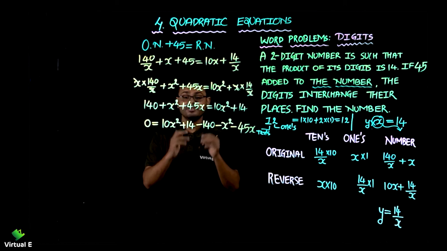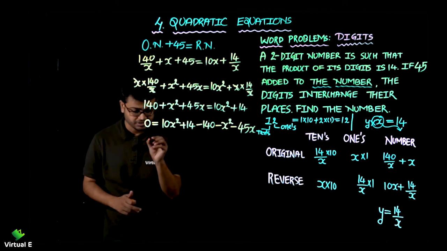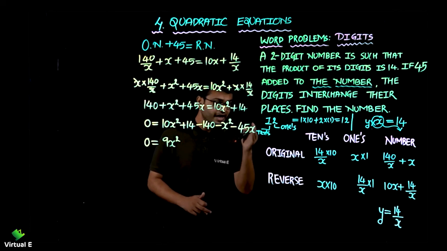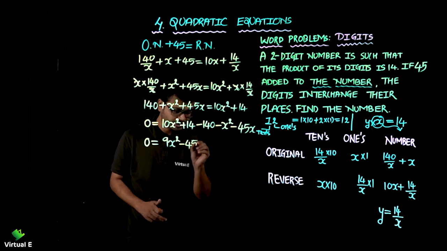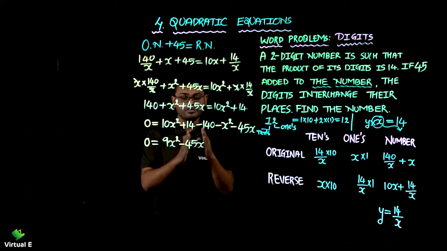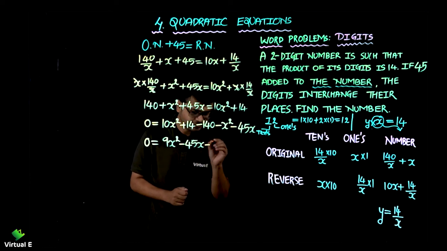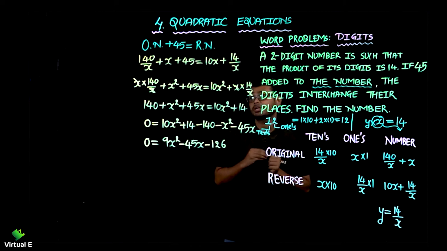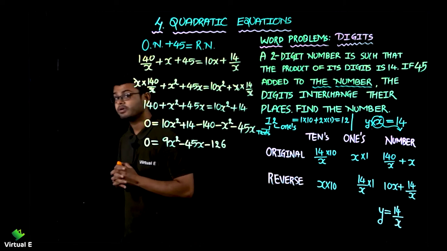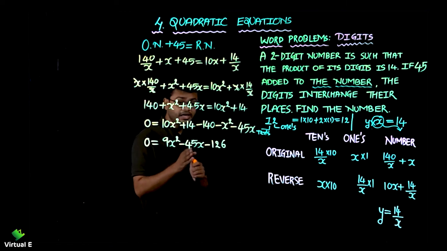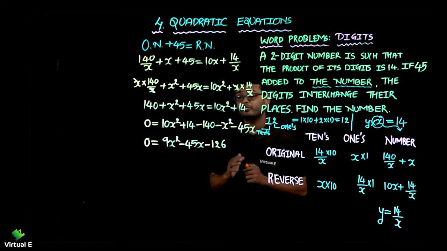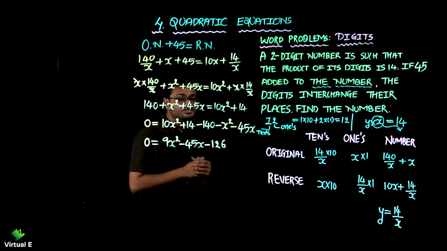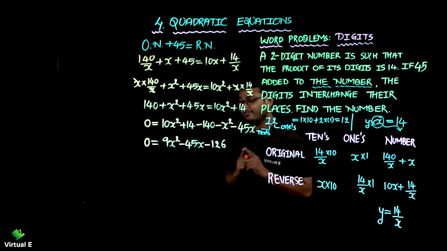Now let's simplify. 10x square minus x square, 0 as it is. Here 9x square. What is the term with x? Which is minus 45x. Then plus 14 and minus 140, that will give you minus 126. Done. So this is my quadratic equation. Now can I do any kind of simplification over here? See, this is 9x square minus 45x minus 126. Think. Can we take something common out? Can we divide with something? So the answer is yes, we can divide with something.